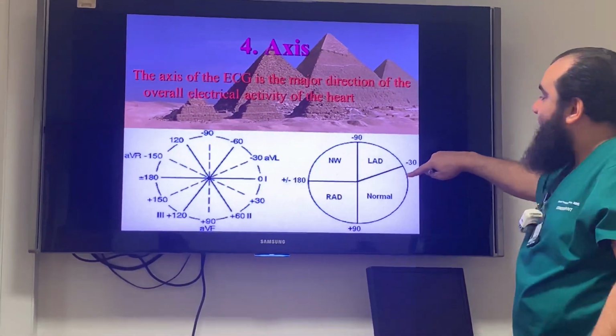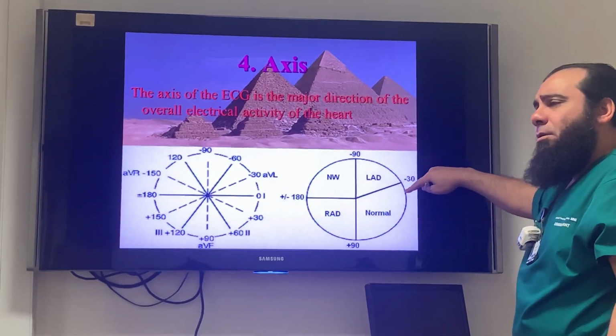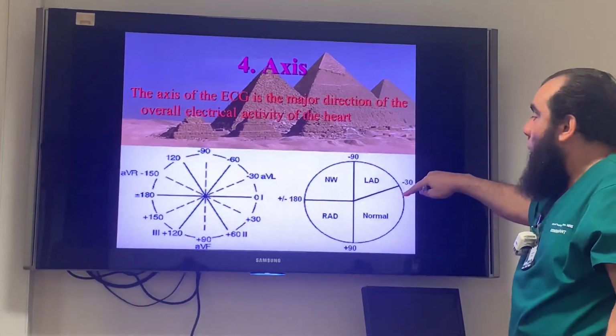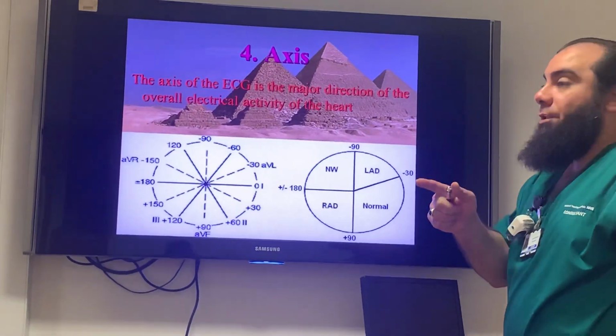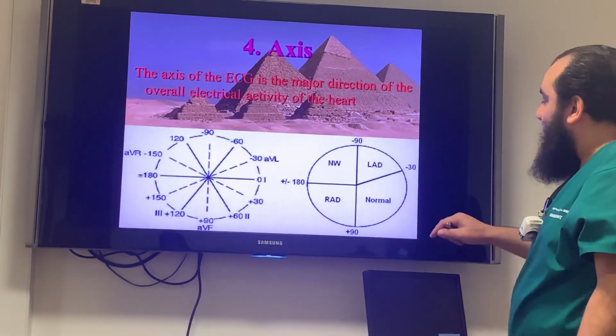Okay, so it is here. Lead 1 is right there. Shall it be negative? No, it'll be positive. Lead 2? Negative. Absolutely. Why? I will need it later.